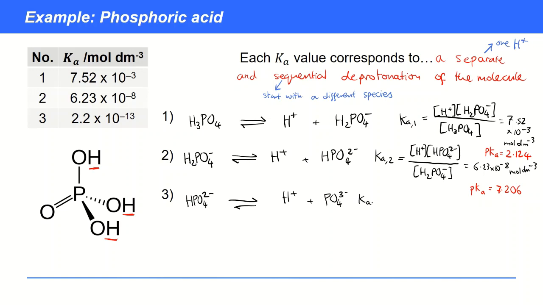The Ka3 expression would be H plus times PO4 3 minus on the top, and HPO4 2 minus as the denominator. And the value of that turns out to be 2.2 times 10 to the minus 13 moles per decimeter cubed, with a corresponding pKa of 12.66.